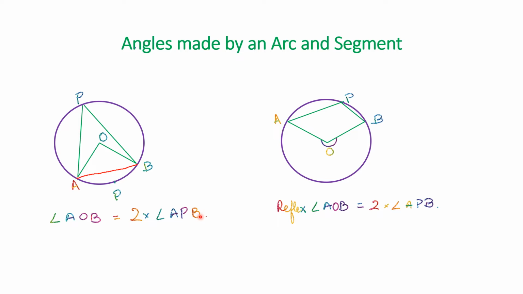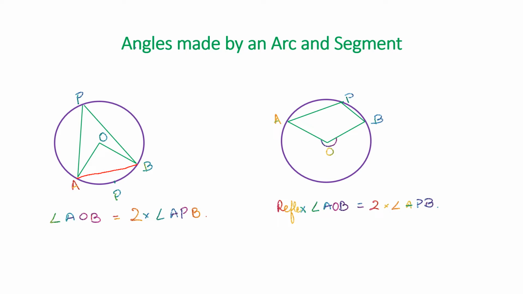The condition is that this chord is dividing the circle into two parts. So both the angle at the center and angle on the circumference have to be on the same side of the chord. In that situation, angle AOB is equal to 2 times angle APB. So remember, the condition has to be that angle AOB and angle APB, both of them have to be on the same side of the chord AB. Now let us understand this one.